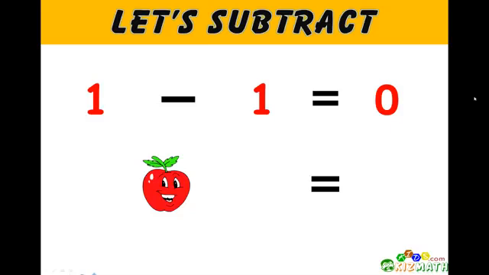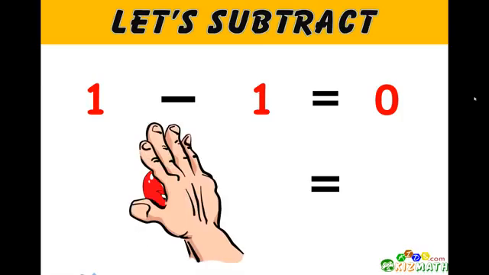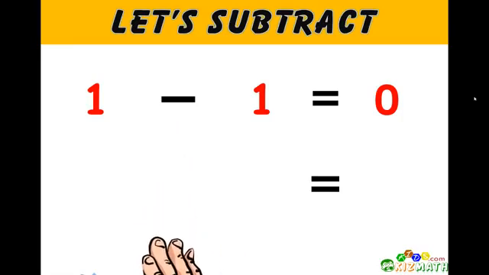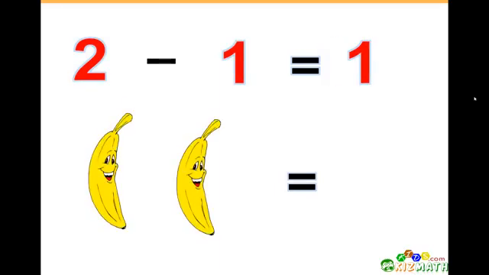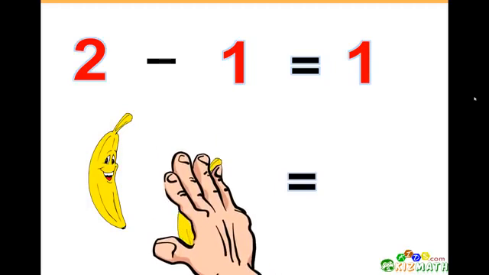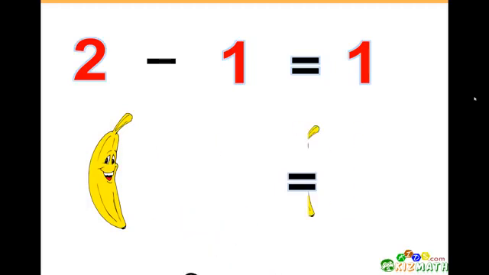Let's subtract. 1 minus 1 equals 0. If we have one apple and we take away that one apple, we have 0 apples left. 2 minus 1 equals 1. If we have 2 bananas and we take away one banana, we have only 1 banana left.